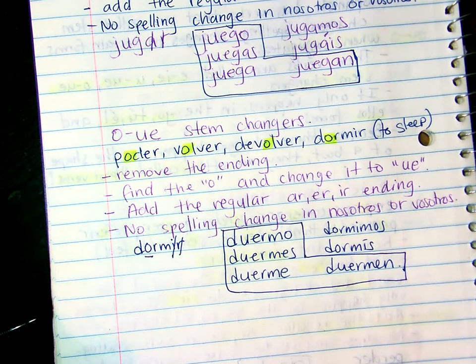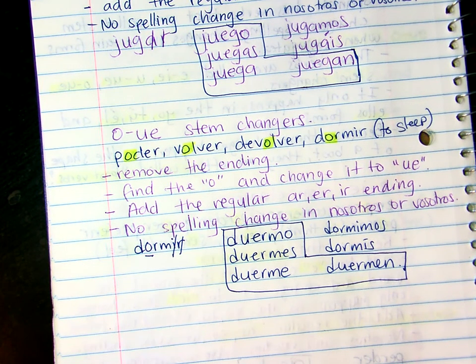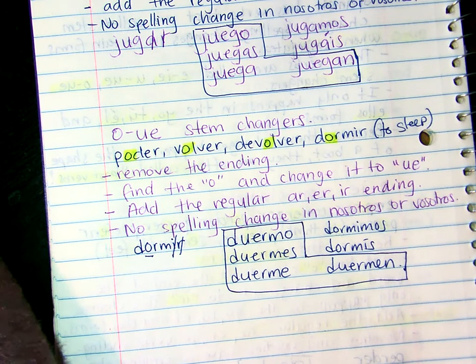Muy bien, chicos. So make sure that you guys review your endings. You know your endings, and also you know how to conjugate. You know the rules. You know which letters you need to change. Bien, muy bien, chicos.